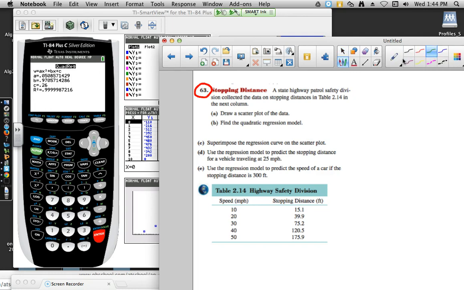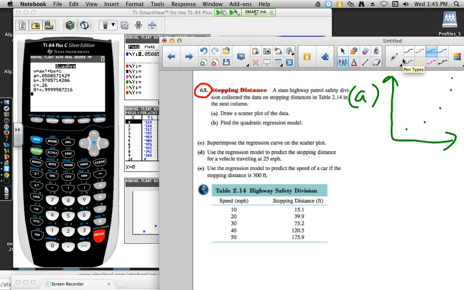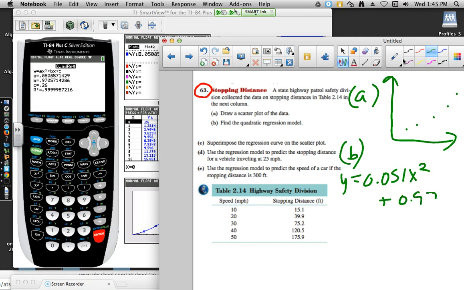We could certainly make a quick sketch for them of what we saw with the scatter plot. Something along those lines. Obviously, it was a little bit less steep than that. Something along those lines. And then B, our regression model is right up there. So y equals 0.051 x squared plus 0.971 x plus 0.26. So that would be our regression model.